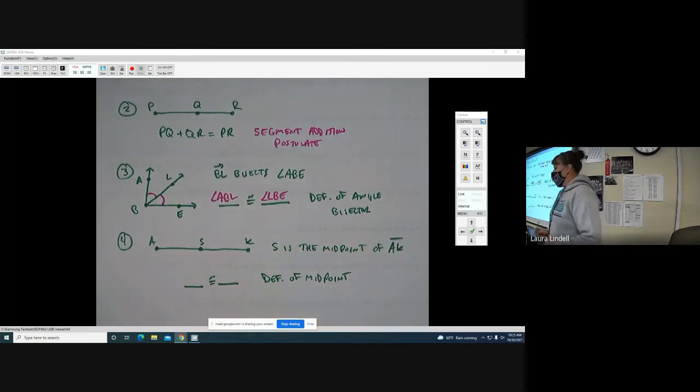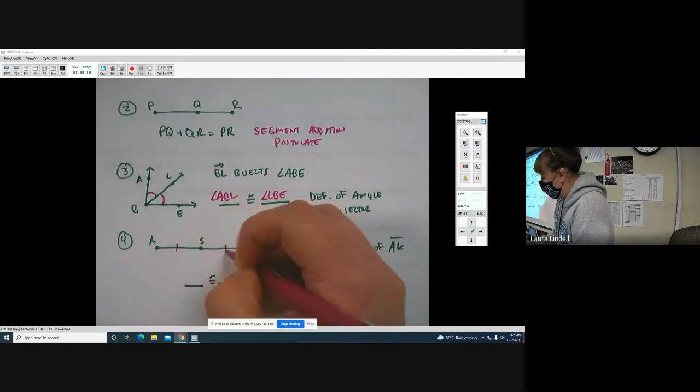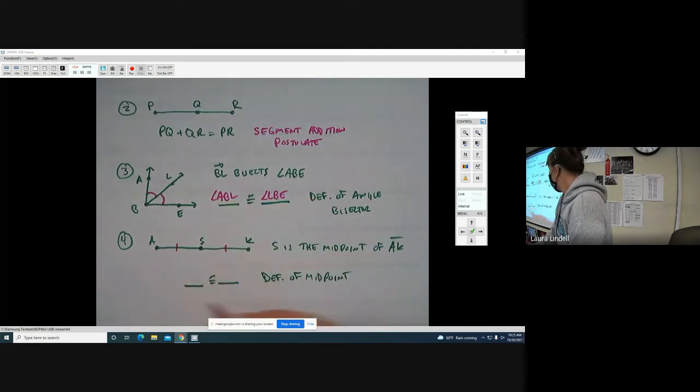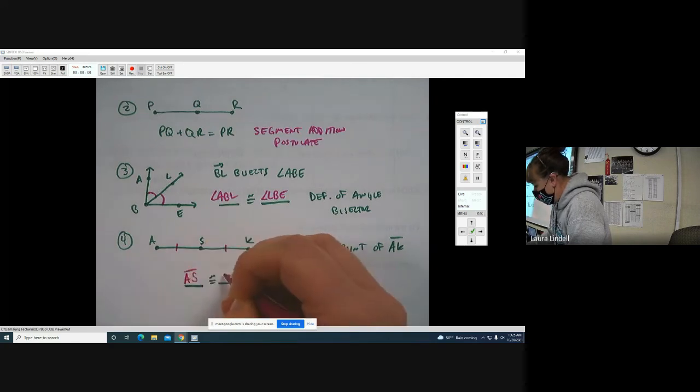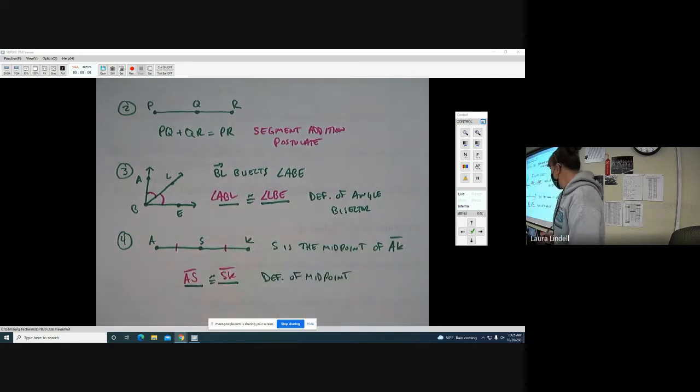So S is the midpoint. What can I label in my picture as being congruent? AS and SK. And that's exactly what goes down here. Segment AS is congruent to segment SK. And then we're good. All right, once you have this, go ahead and turn the page.